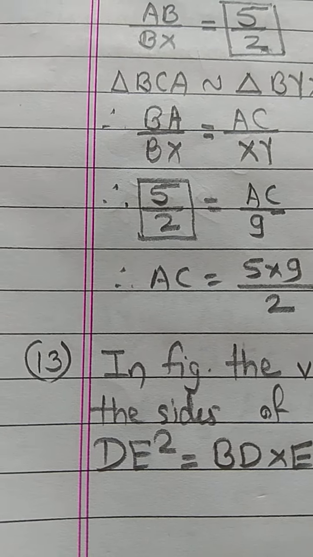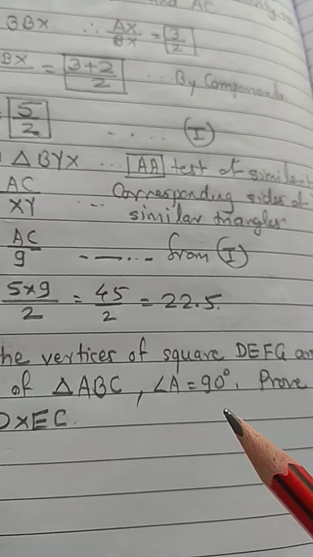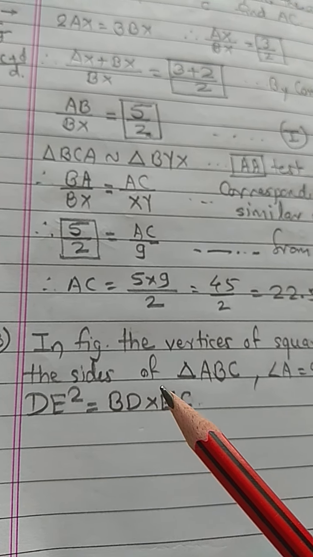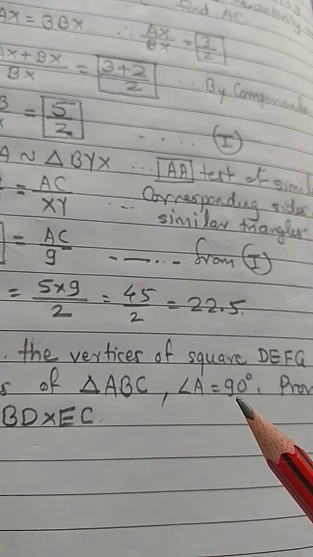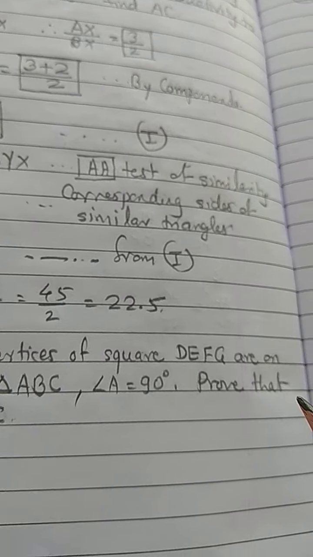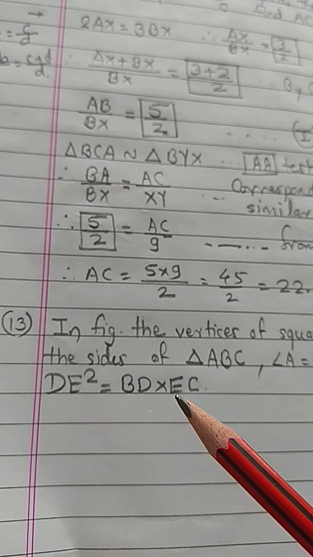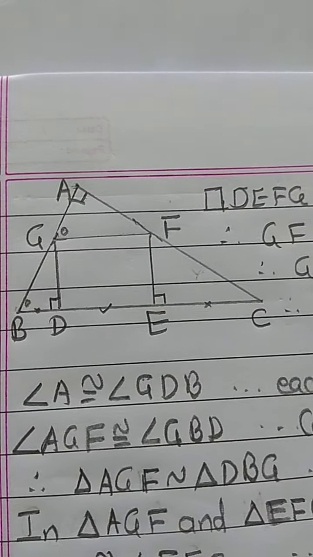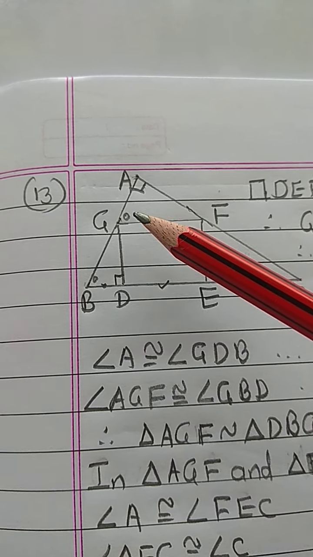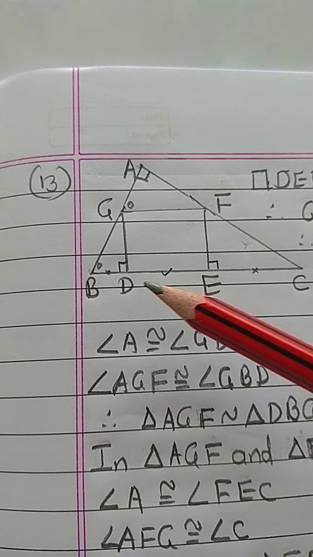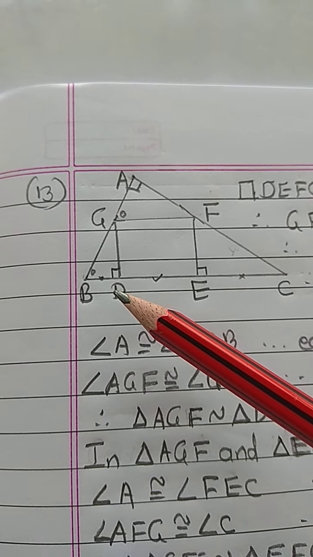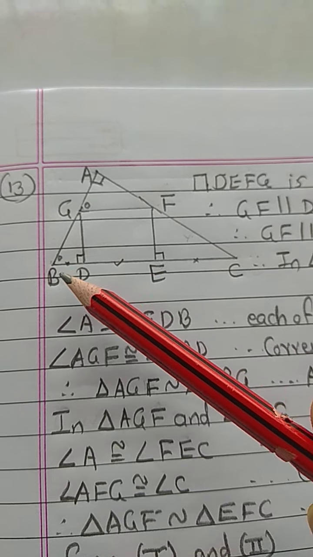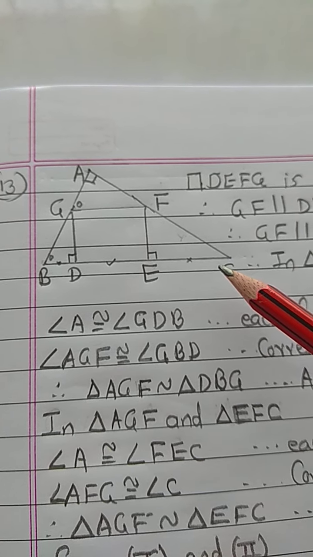Problem number 13. In the figure, the vertices of the square DEFG are on the sides of triangle ABC. Angle A is given as 90. Prove that DE square is equal to BD into EC. These are the vertices of the square on the sides of the triangle, and we have to prove that DE square is equal to BD into CE.